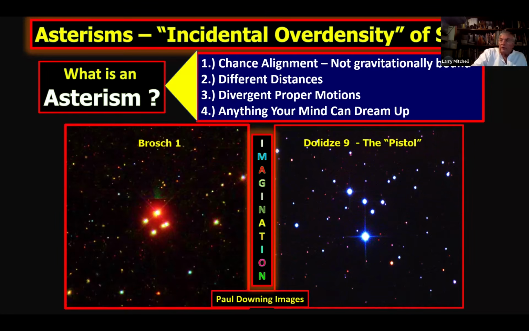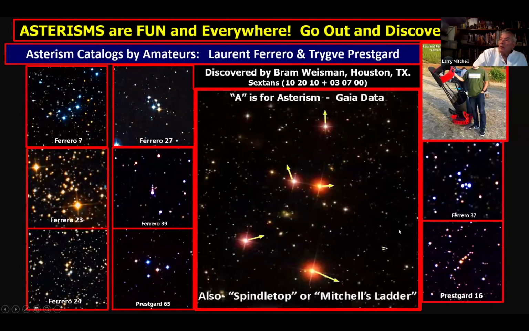Amateurs make discoveries of asterisms all the time. And I've included a couple of interesting ones here. This is Brocchi 1, which is a perfect rectangle. This is a double star here. Dolidze 9, the pistol, is an interesting cluster.